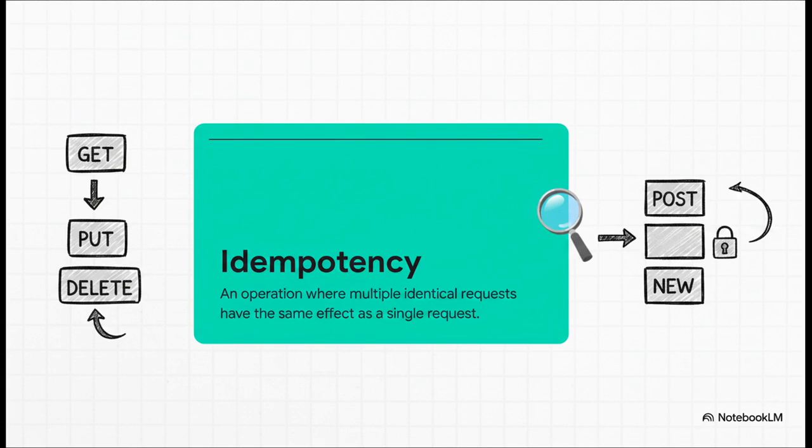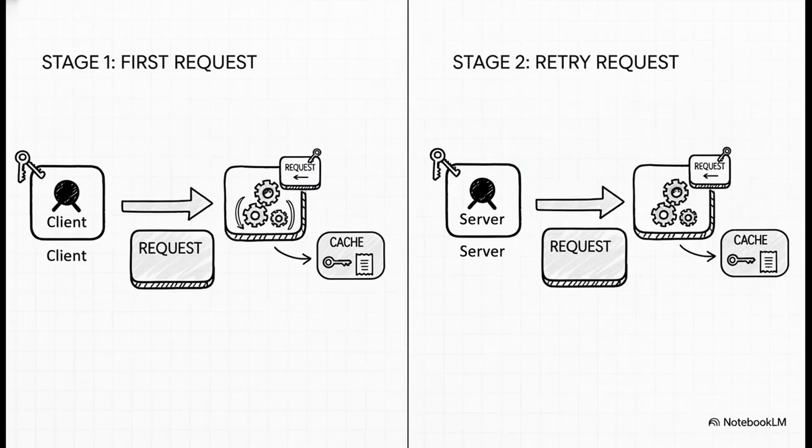Now, methods like GET, PUT, and DELETE are idempotent by their very nature. But POST, the one we use for creating things, that one is not. So we need a special trick to make it safe. And here it is. This is the secret weapon. The client generates a totally unique ID, a UUID is perfect for this, and sends it in a special header.